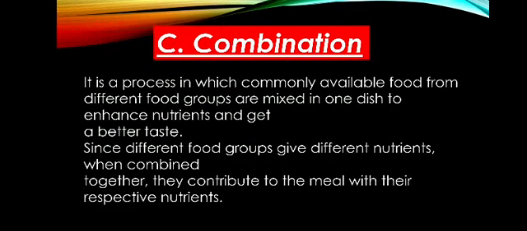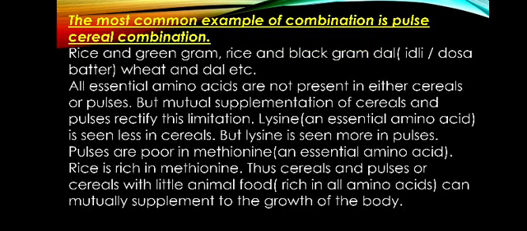Then next is the process of combination. In this process, we are combining commonly available foodstuffs from the different food groups, and for that you can follow the food groups and the food pyramid. We are combining foods from the different food groups to get all the nutrients in one foodstuff. So it is the combination process. When the different foodstuffs are combined together, we will get most of the nutrients in adequate amount and correct proportion from the one food. The most common example of combination is the cereal pulse combination.